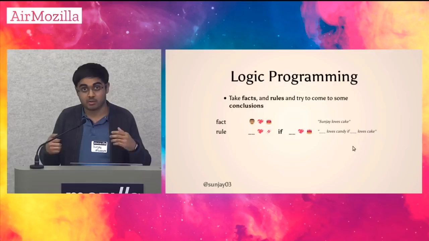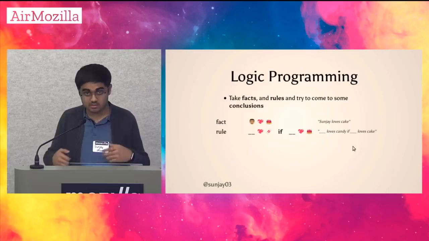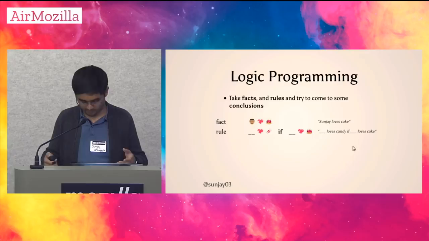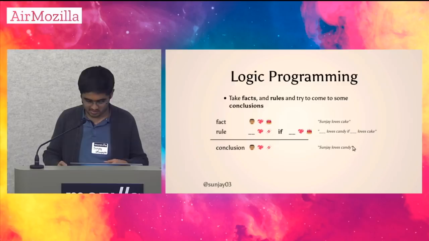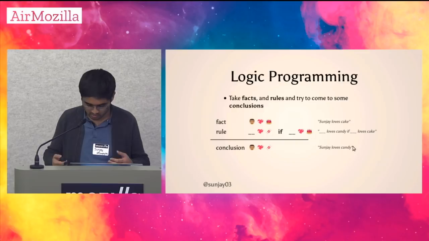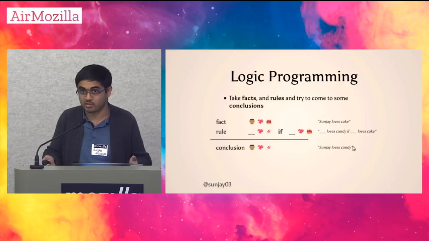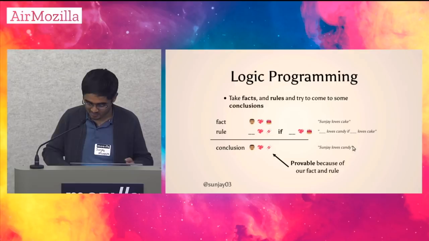Notice how I've left a placeholder to represent that this rule applies to anyone who loves cake. This is a general rule that says that blank loves candy if they love cake. We can take this fact and this rule and use them to derive the conclusion that Sunjay loves candy. We took the rule that says that someone loves candy if they love cake and used the fact that Sunjay loves cake to come to the conclusion that Sunjay loves candy. And I can tell you from personal experience, both of these things are true. So this is provable because we can logically derive it from the rule we created using the fact that I love cake.